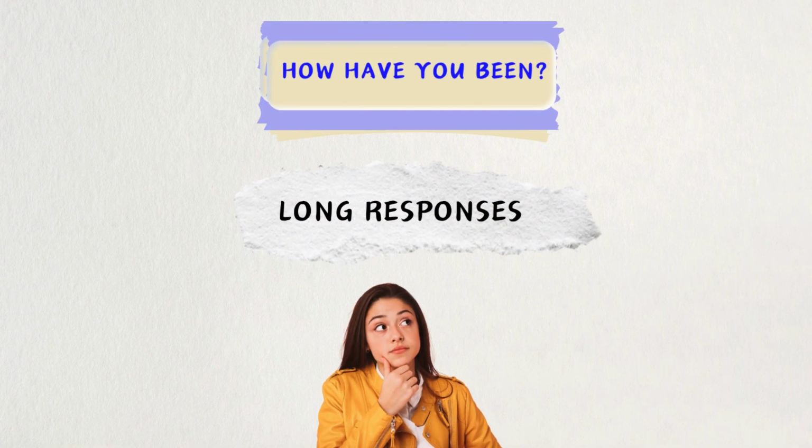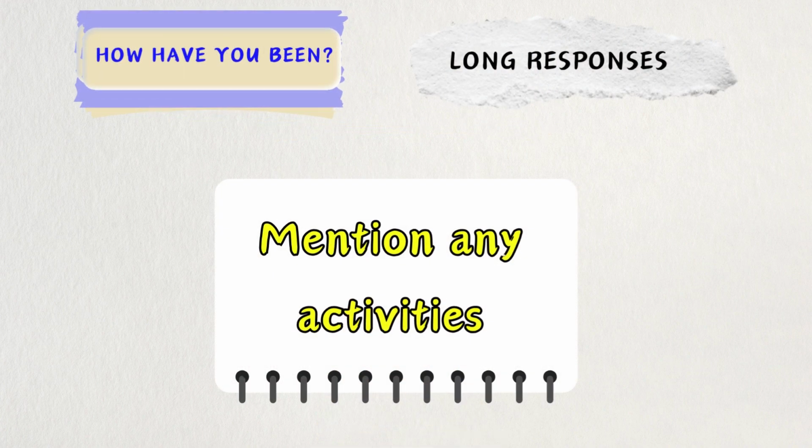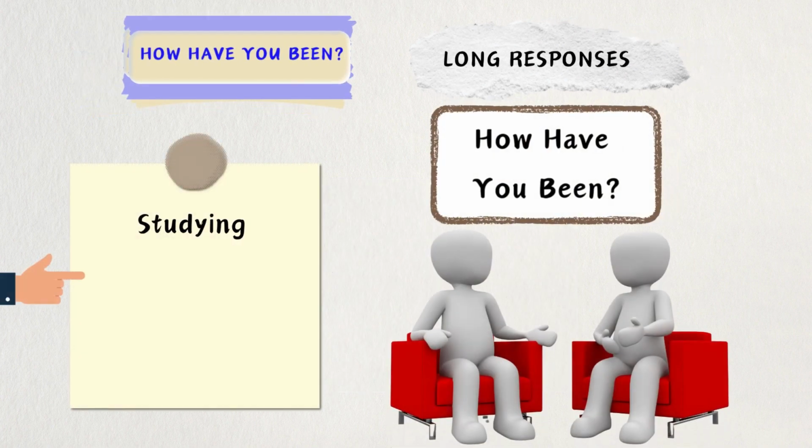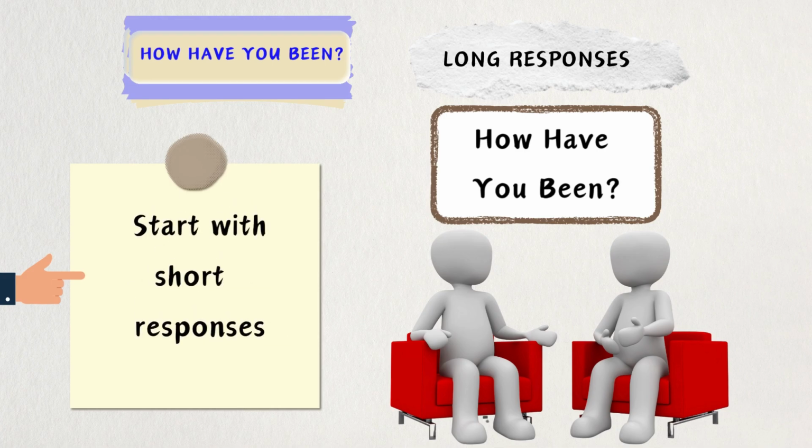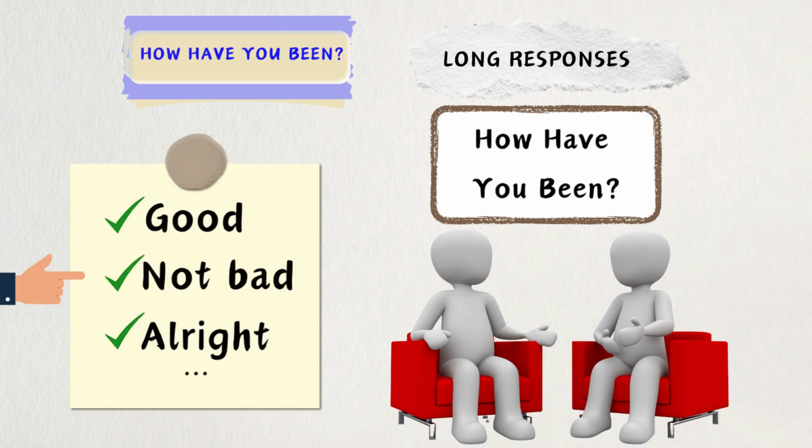For the long responses, there are many ways for you to answer. Mention any activities you've been doing recently. Pick one or two things that you've been doing recently, such as studying, reading, or exercising. When answering, it's more natural to start off with one of the standard short responses, good and not bad, all right, and add a longer response after that.